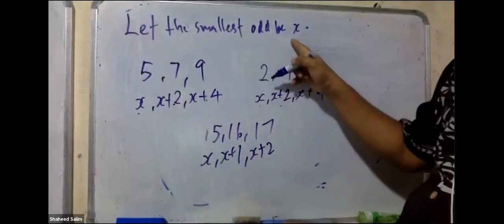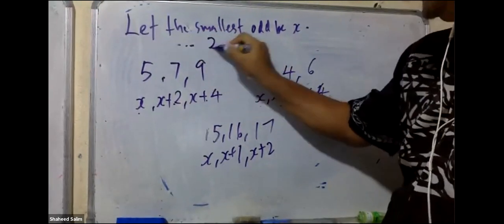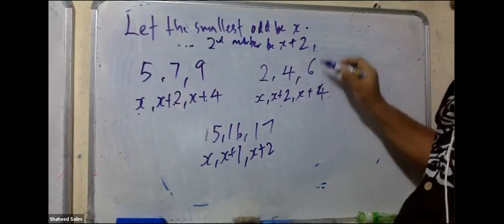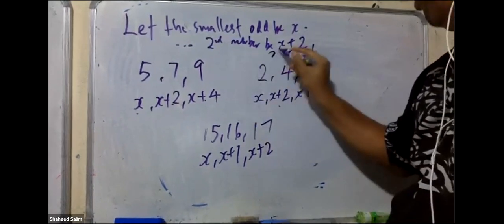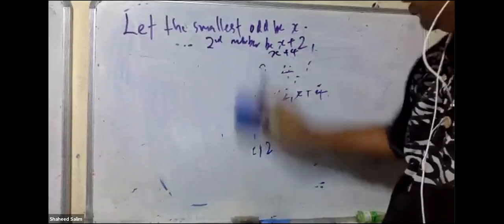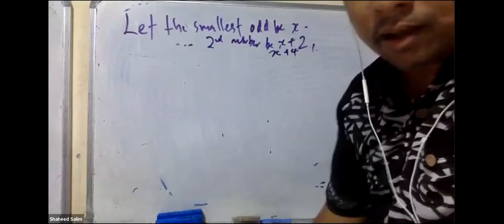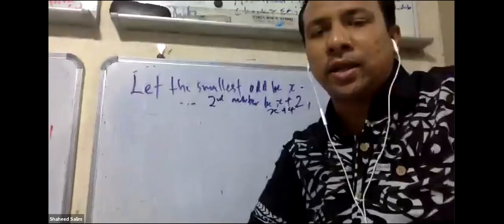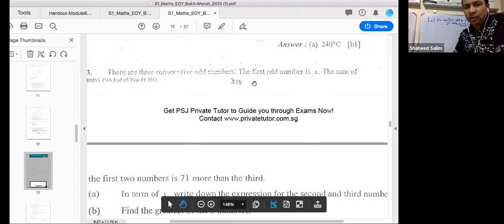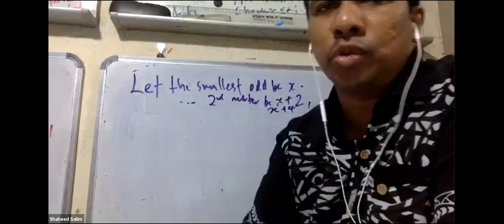So down here, let the smallest number be x. The second number will be x plus 2, and the biggest number x plus 4. Okay, so now we form an equation. What do they say about the first 2 numbers? Let us look at the question. The sum of the first 2 numbers is 71 more than the third number, which is the biggest number.